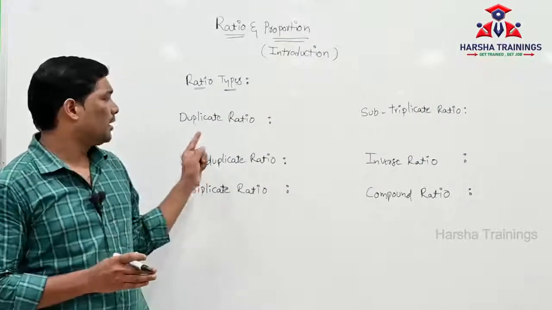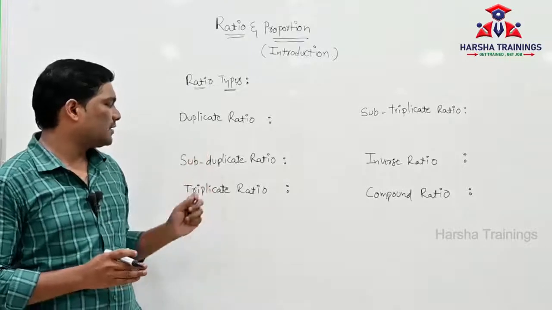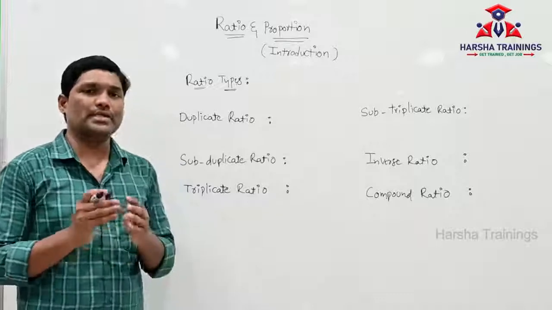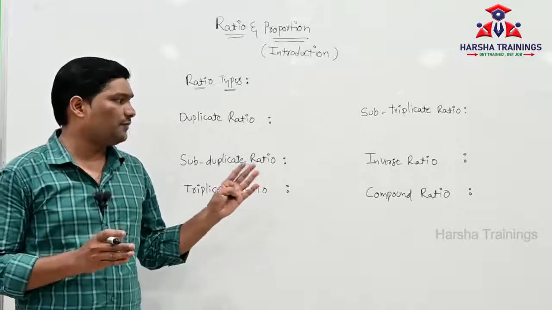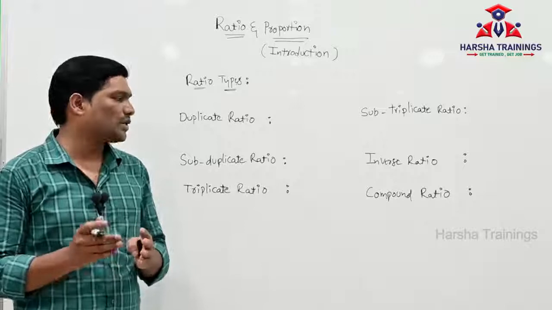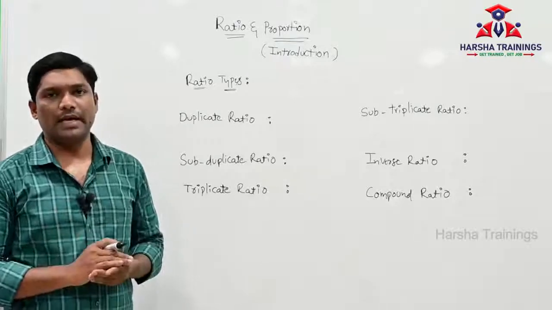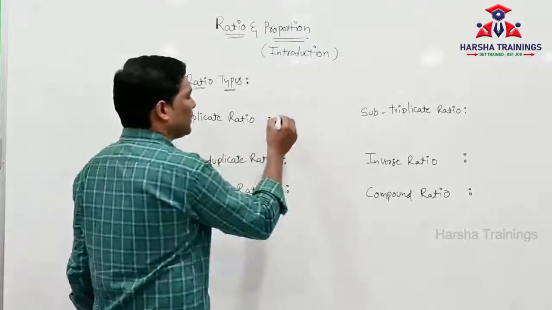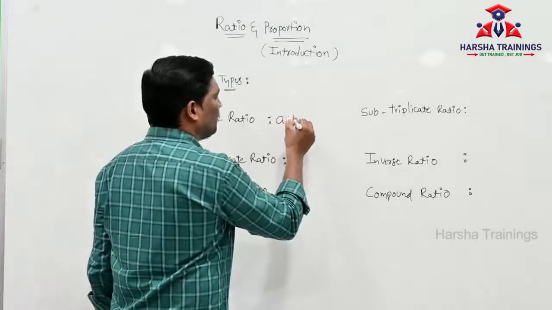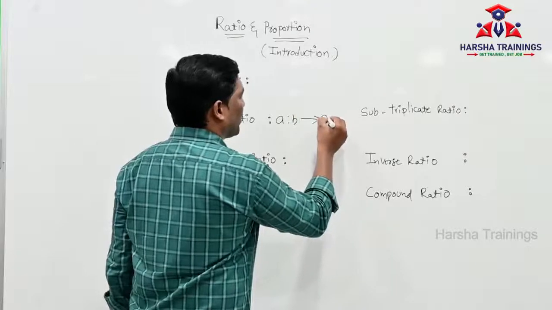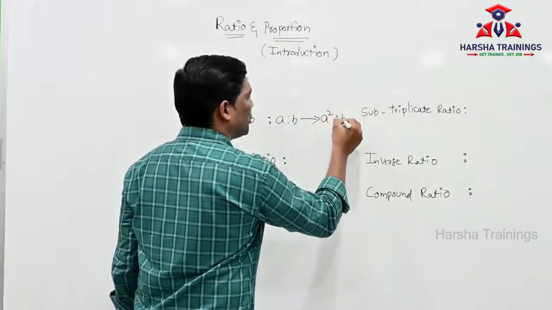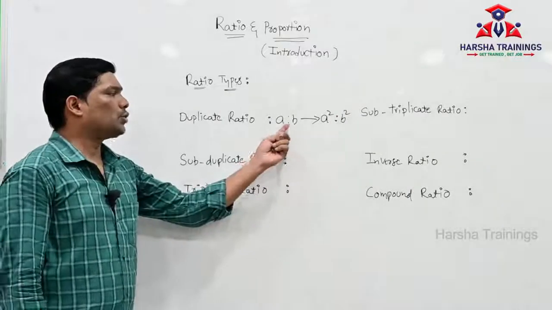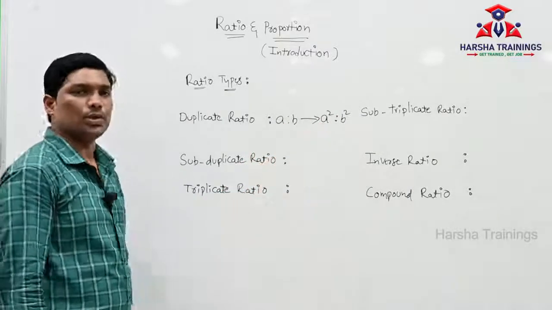The first point here, duplicate ratio, and second one, subduplicate ratio, and third one, triplicate ratio, and fourth one, subtriplicate ratio, and fifth one, inverse ratio, and next one, compound ratio. Let us see the first point here, duplicate ratio. For example, guys, A is to B, the duplicate ratio is A square is to B square.